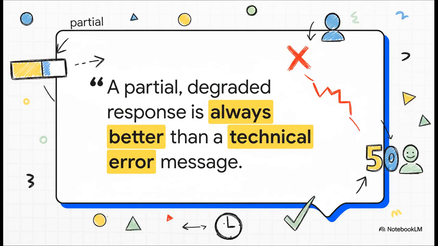And really, if you take away one thing, it should be this idea. A response that's a little bit slower, or maybe not quite as perfect, is 1,000 times better for the user than a screen that just says error. That mindset shift is everything when you're building systems people can actually trust.